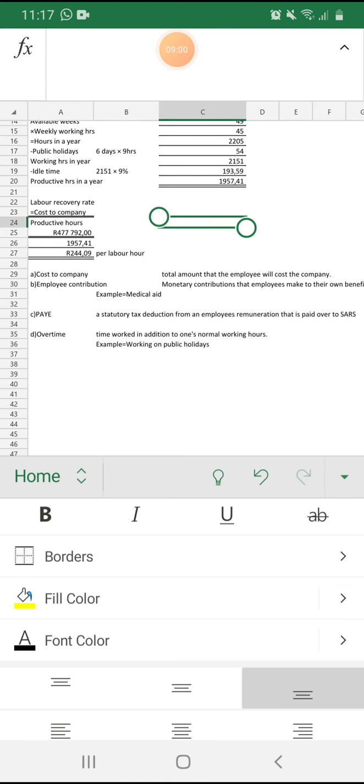And then the last one was overtime. Overtime is the time that is worked in addition to one's normal working hours. An example of this would be working on public holidays.